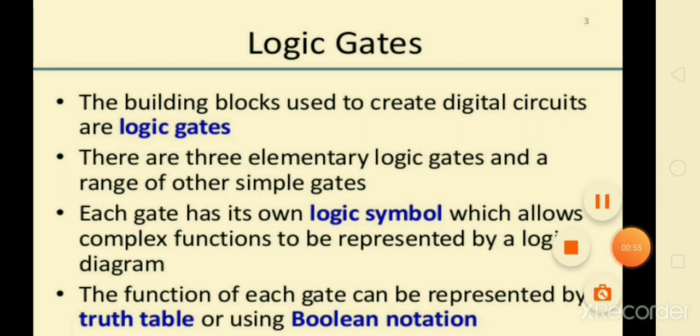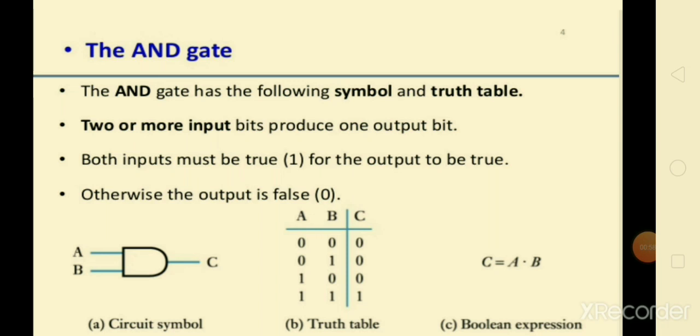So the first gate is the AND gate. The AND gate has a circuit symbol as shown in figure A, which has two inputs, A and B, and one output, C. The truth table of the AND gate is shown in figure B, where A and B are the inputs and C is the output. First of all, what is a truth table?